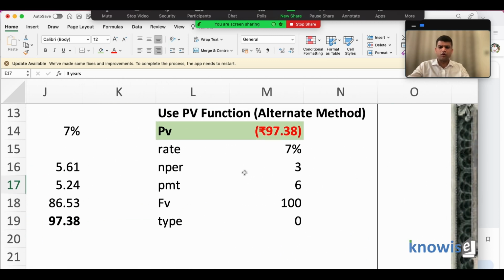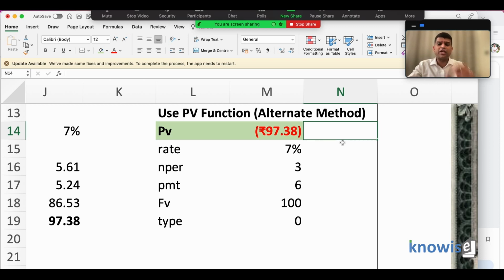So that is what you should be looking at. When we solve, it should look like this. Face value 100, payment of 6, NPER is 3, that is the number of years to go for maturity, and the current rate running in the market, or YTM, is 7%. Applying the PV function, the answer I got is 97.38. So you just need to apply the PV function if the question is to calculate intrinsic value. That's it, as simple as that.